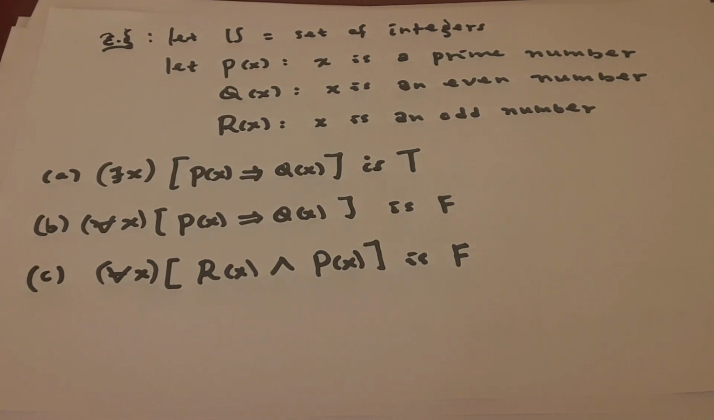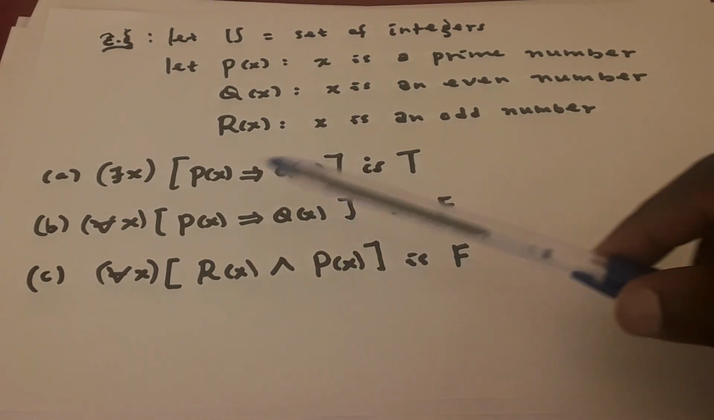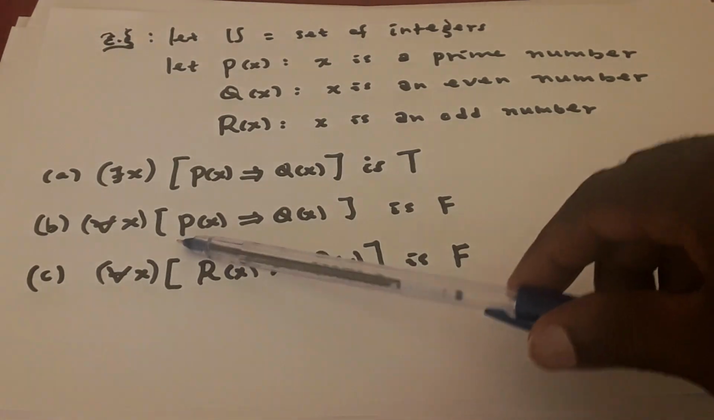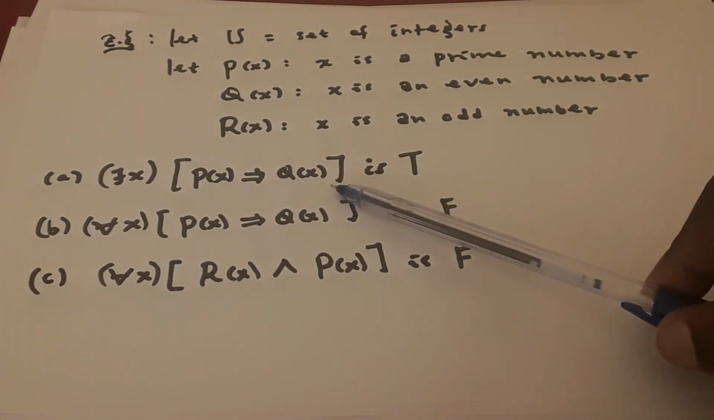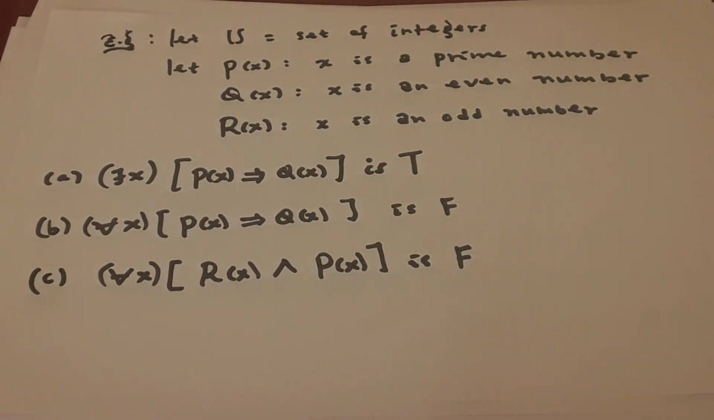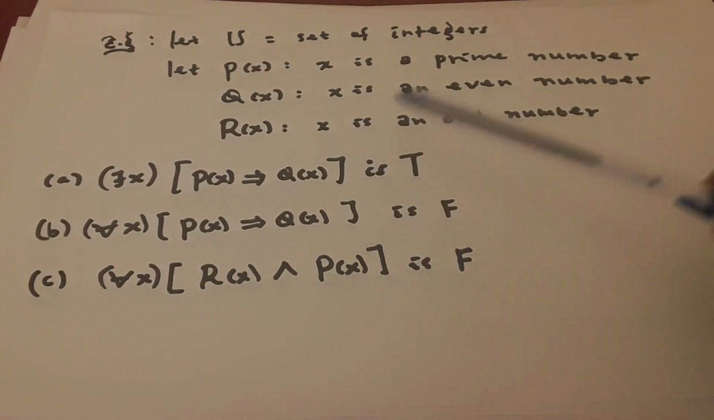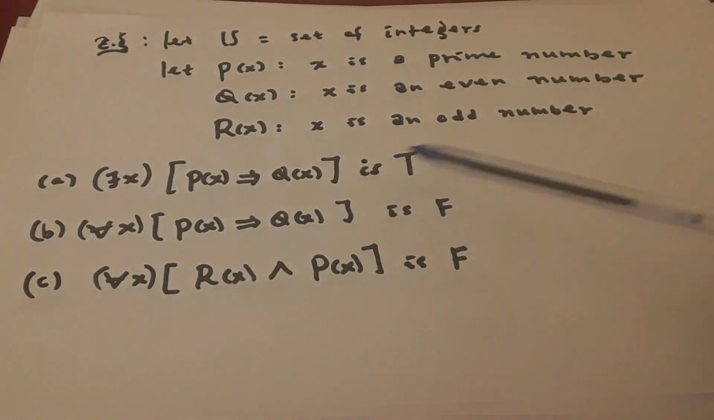So there exists an x, or for some x, P of x implies Q of x. If P, then Q. If for some x, a prime number becomes an even number, since there is an x, say 2 for instance, 2 is a prime number, so that's true. Q of x, 2 is an even number, again true, so true implies true is true.